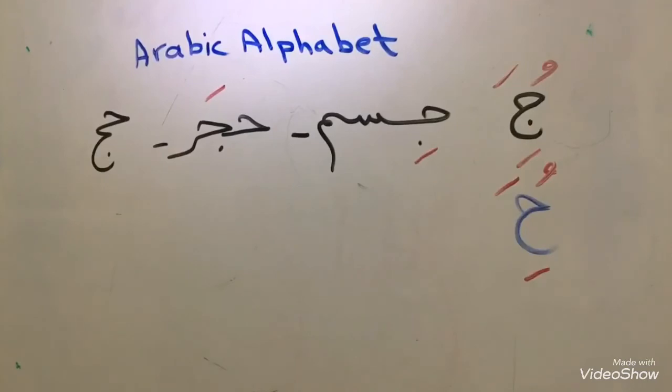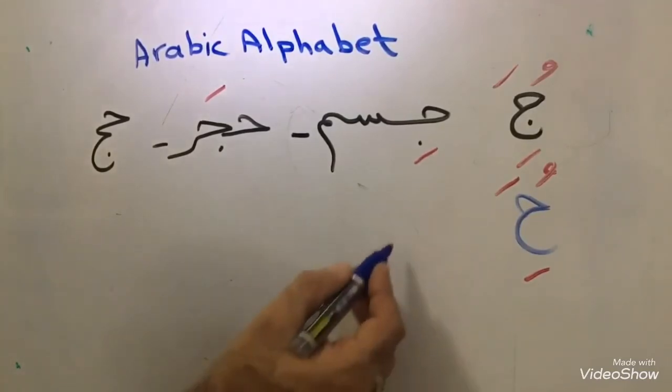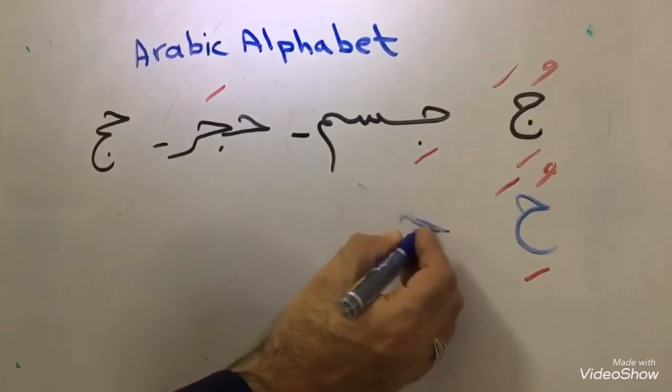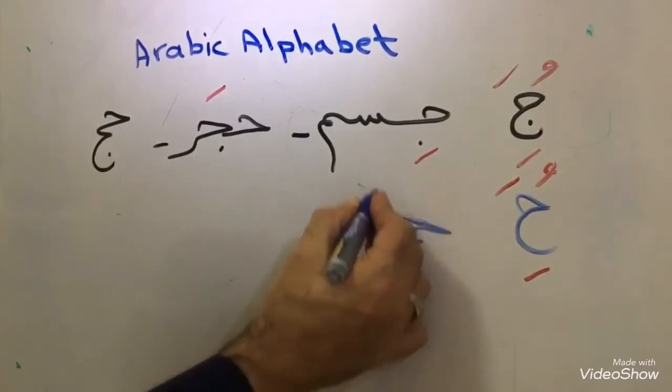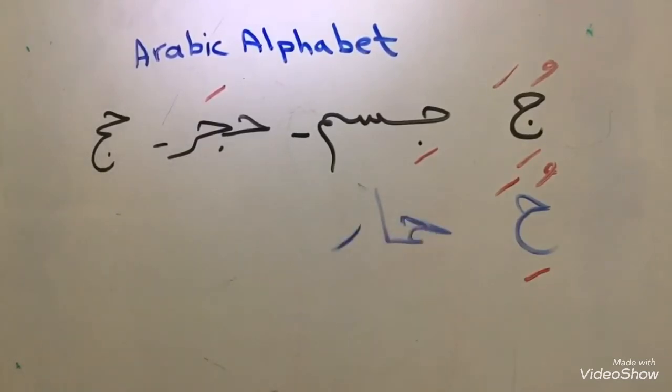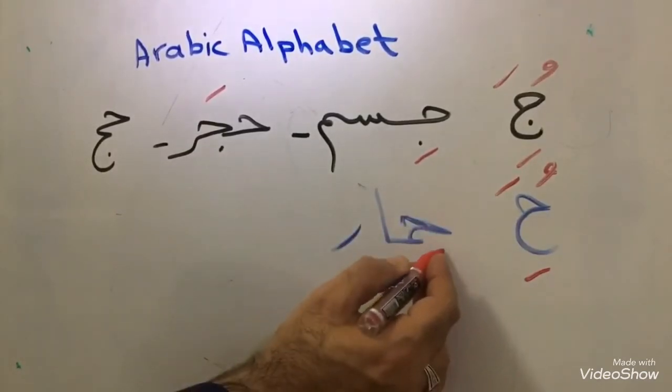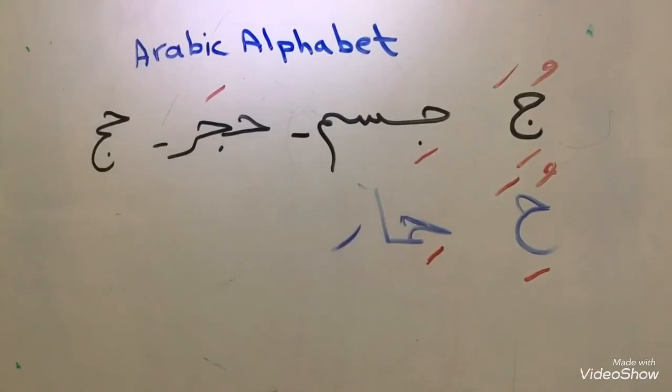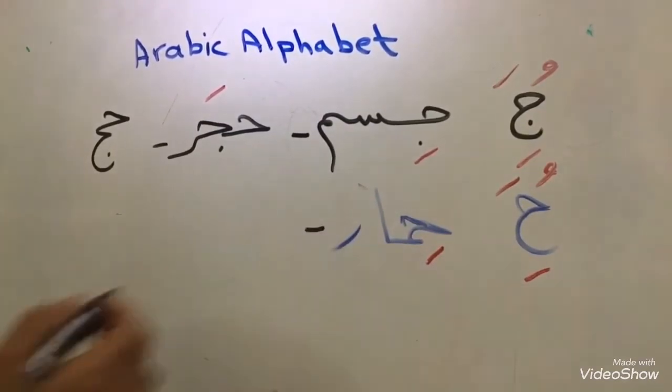When it comes at the beginning of the word or in the middle, it is like Himar. You can see how Hi has Kasra. Himar means donkey.